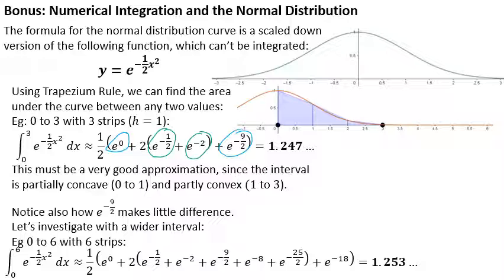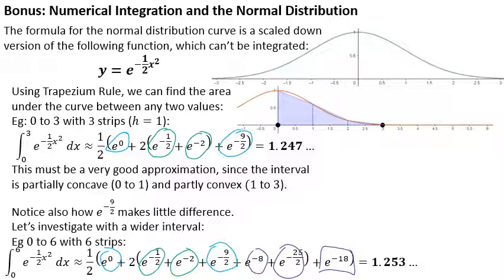So for instance, e to the 0 is still there, e to the minus 9 over 2 is still there, but you'll notice now it's one of the middle terms instead of one of the end terms. We've still got e to the minus a half and e to the minus 2, but in addition to that, we've got a few extra ones. We've got e to the minus 8, e to the minus 25 over 2, and e to the minus 18 tacked on the end as well. All of those are very, very small numbers. And if we decided to go even further, 0 to 8 with 8 strips, or 0 to 20 with 20 strips, all we'd be doing is adding smaller and smaller values.